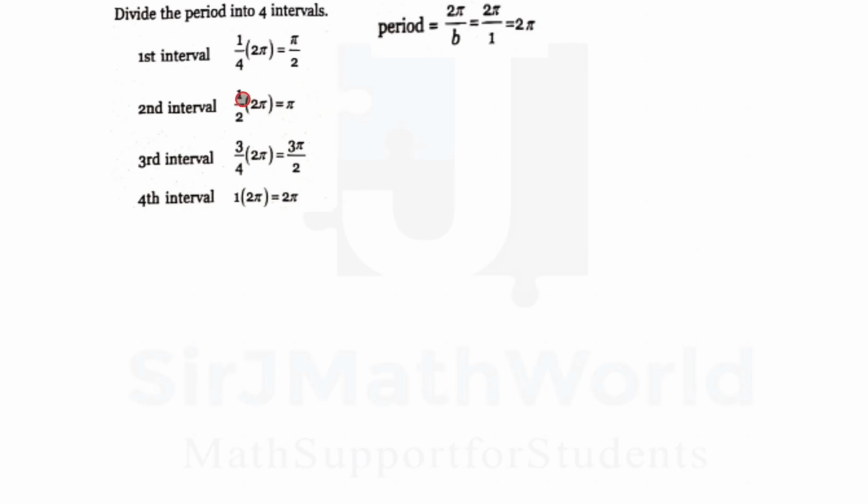Second interval is 1/2 times 2 pi. So, simplified answer will be pi only kasi cancel na yung dalawang 2. Third interval is 3 over 4 times 2 pi. So, magkakaroon tayo ng sagot na 3 pi over 2 as the simplified answer. Then, fourth interval is 1 times 2 pi, which is equal to 2 pi. So, nagsisimula tayo pag 4 intervals, 1/4, 1/2, 3/4, and 1.